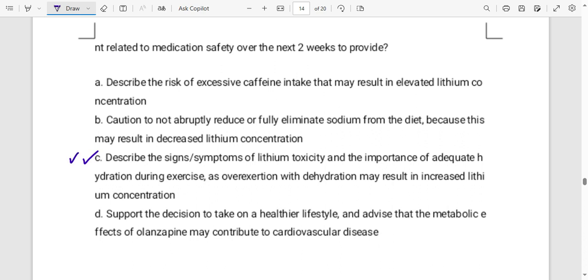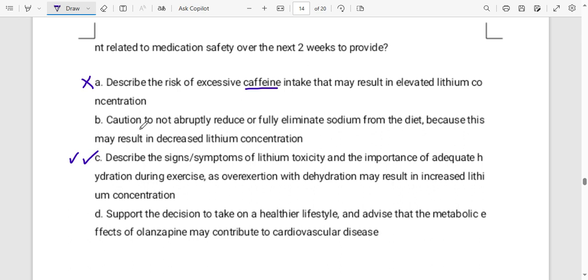Thank you so much. So basically, when you look at A, describe the risk of excessive caffeine intake that may result in elevated lithium. What is the effect of caffeine on lithium? Does it elevate or decrease? It decreases. So already this option is lying.